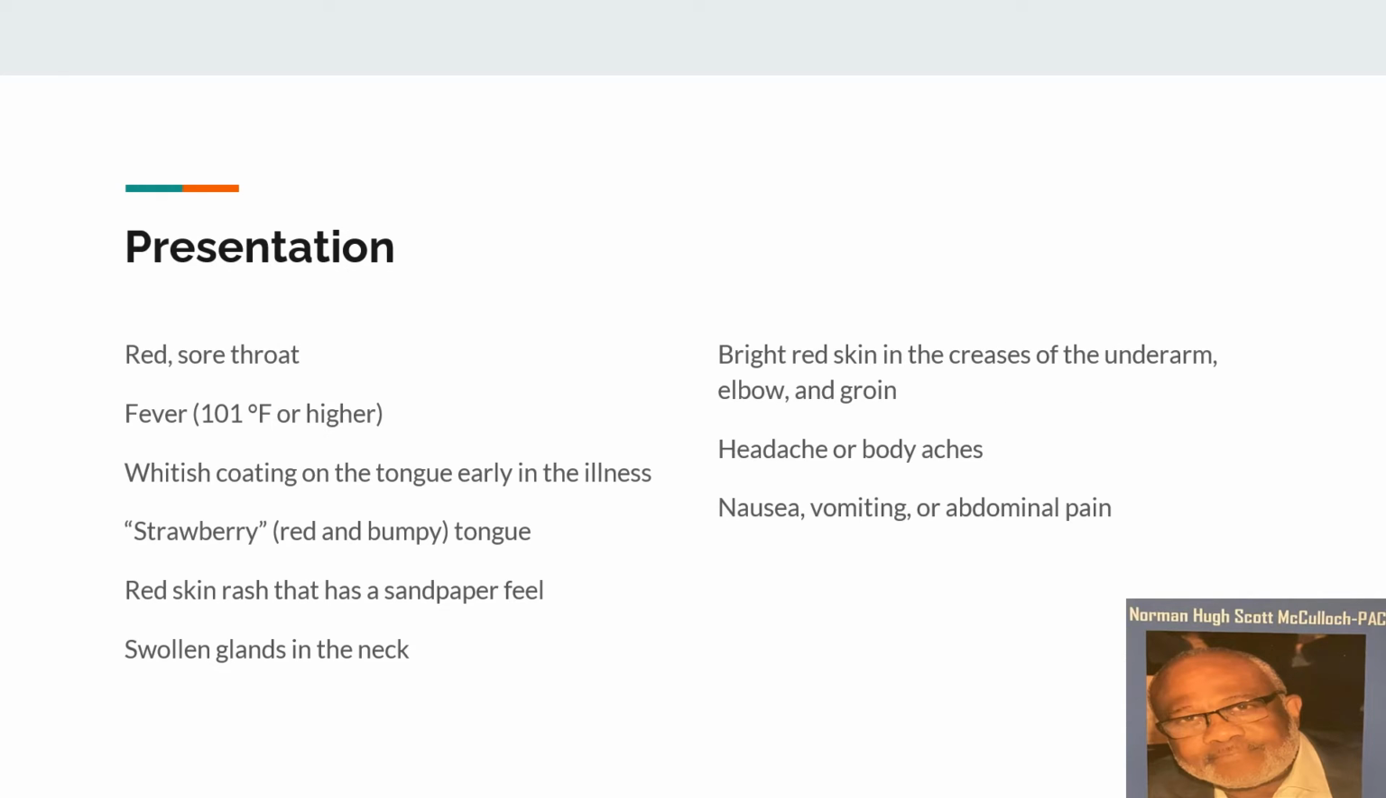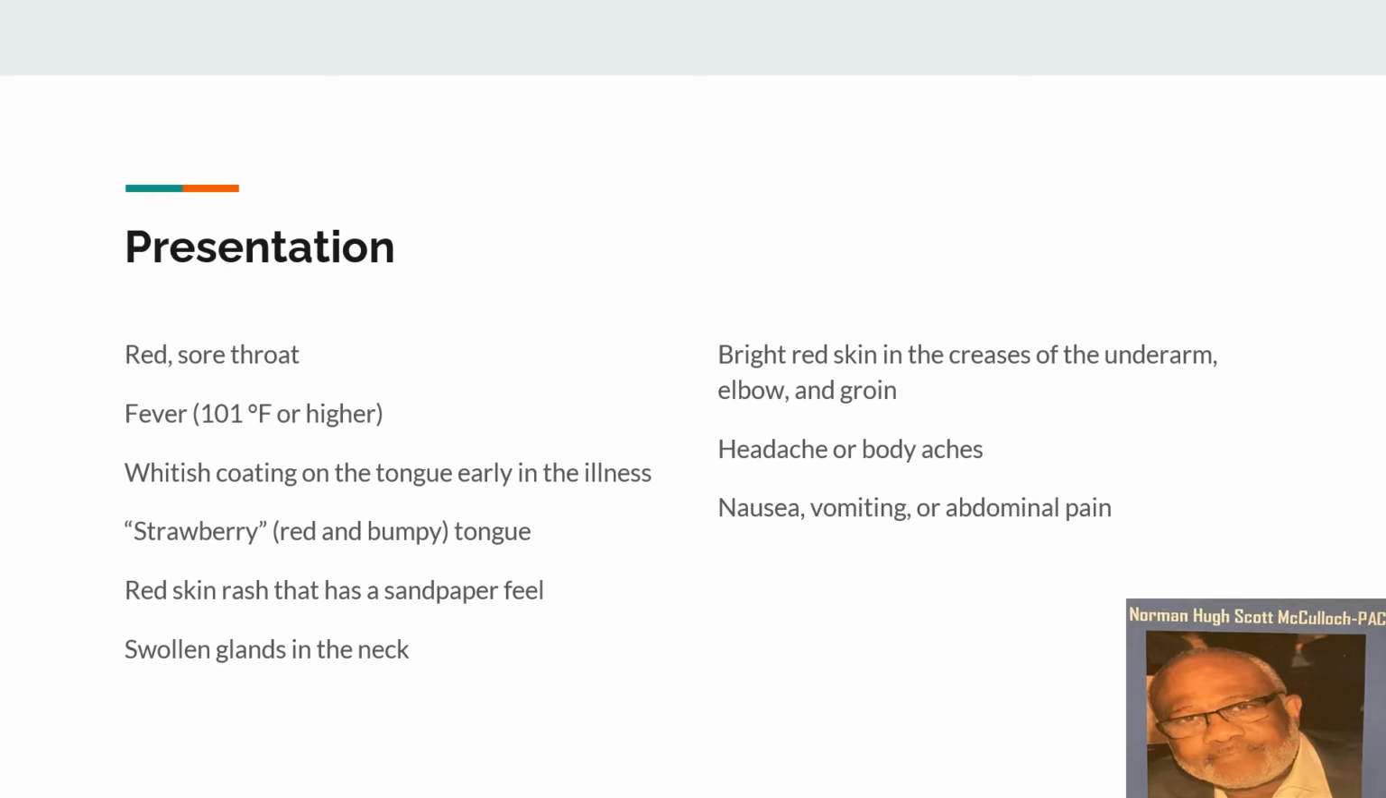The presentation. These patients will present with red, sore throat, normally a fever in the range of 101 degrees Fahrenheit or higher. They may have whitish coating on the tongue. Early in the illness, they may also have a strawberry tongue with red, bumpy appearance. The skin may be red with rashes that may appear like a sandpaper and feel like a sandpaper.